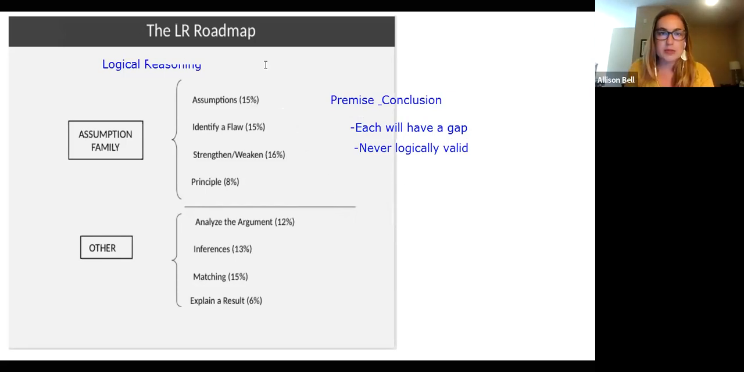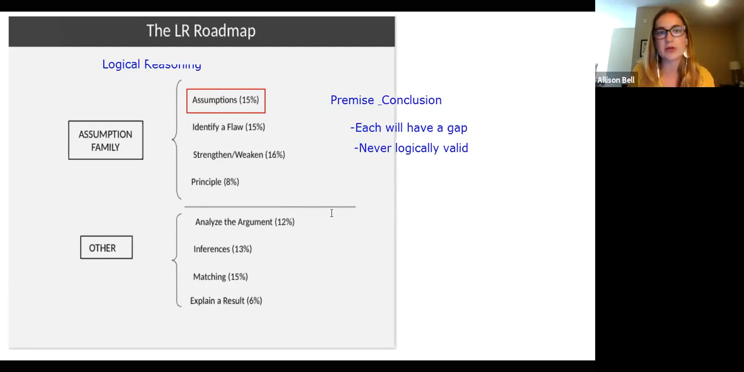And the LSAT will show you these problematic arguments and then ask you one of a variety of questions about that argument. They might say, what is this argument assuming? They might say, what's the flaw in this argument? They might say, how could you strengthen this? Or how could you weaken this? Or they might say, what would be a principle that would make this argument work better? The area that we're focusing on today are these questions that are specifically assumption questions.